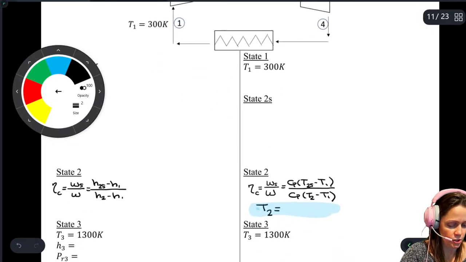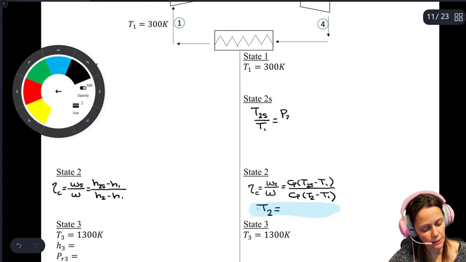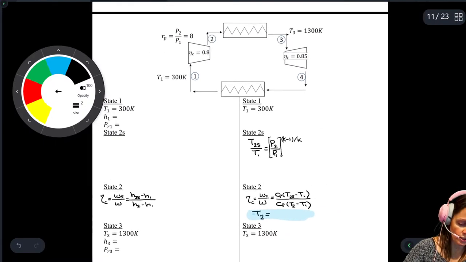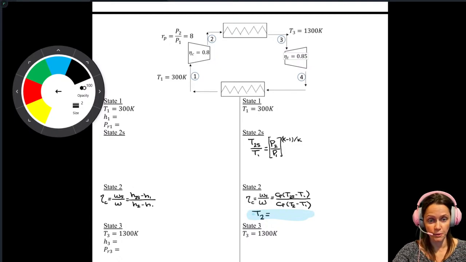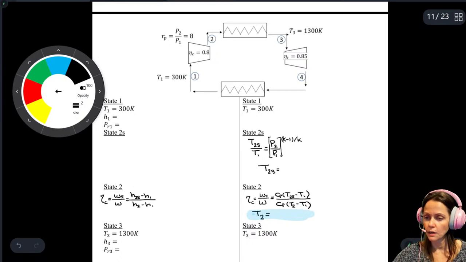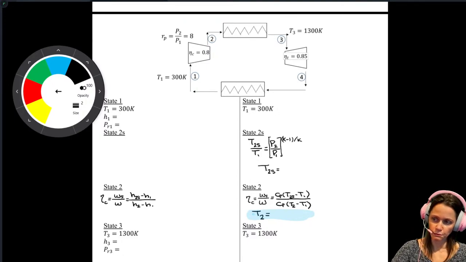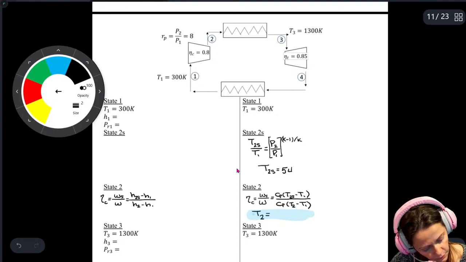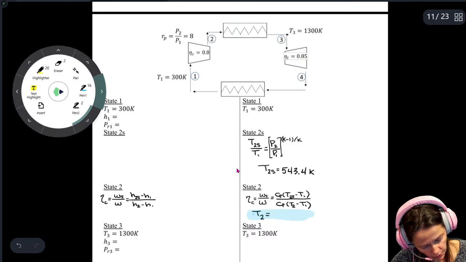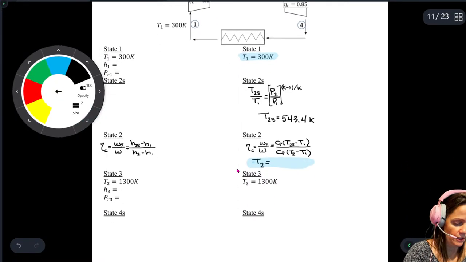All right, so my isentropic relationship, I've got T2s over T1 equals P2 over P1 to the K minus 1 over K, my K being 1.4. And I've got the pressure ratio. I know what my temperature T1 is. It's just a matter of plugging things in, in absolute temperature units. And so I've got a T2s value. Let's see. So 543.4 Kelvin. That's not really what I'm going to be plugging into my governing equation, but I am going to use that T2s to find T2.